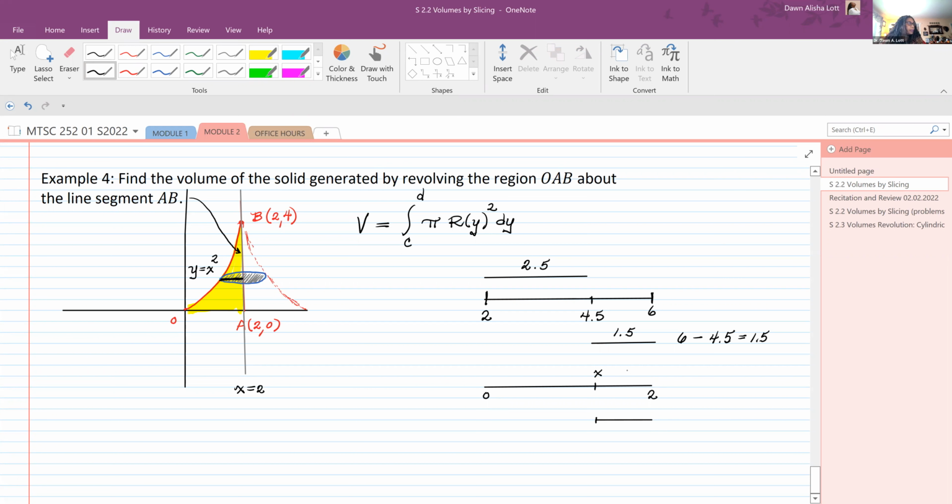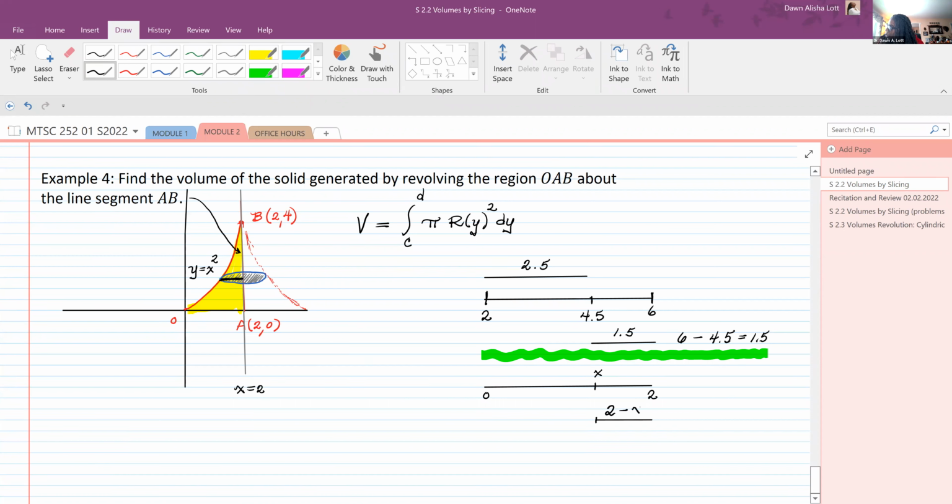How long is that line? Around 1.5. Oh, we're not looking at... nope, we got a whole new picture. Will it be 2 minus x? Yeah, this is a whole new picture, but thank you for your answer. Yes, this one is 2 minus x.